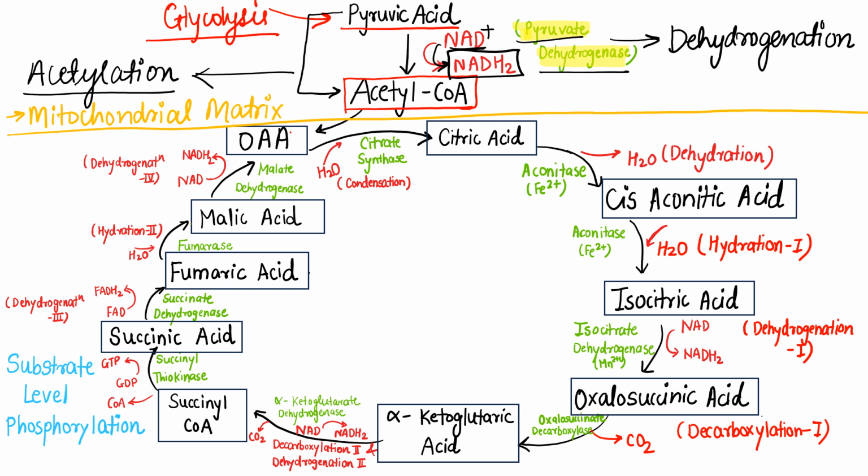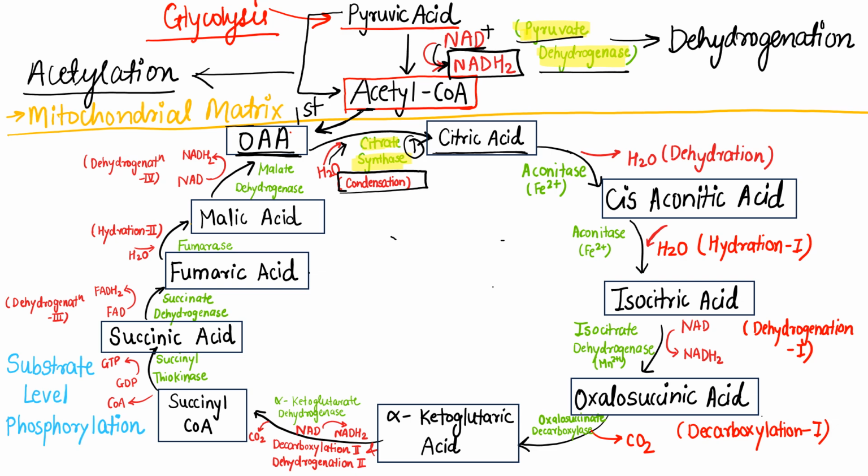So, this acetyl coenzyme A fuses with the first member of Krebs cycle called oxaloacetic acid, that is OAA. So this is the first member of Krebs cycle. This gets condensed into second member which is citric acid. So the reaction is condensation, that is addition of H2O with oxaloacetic acid in the presence of enzyme citrate synthase. This is the first step.